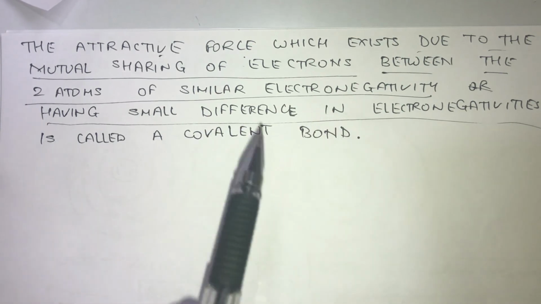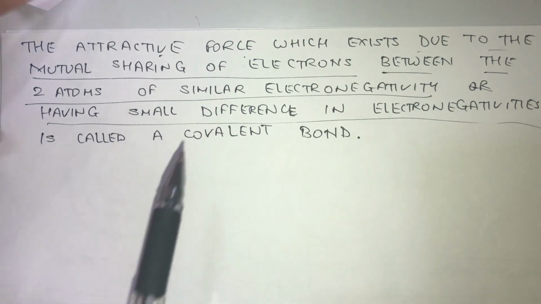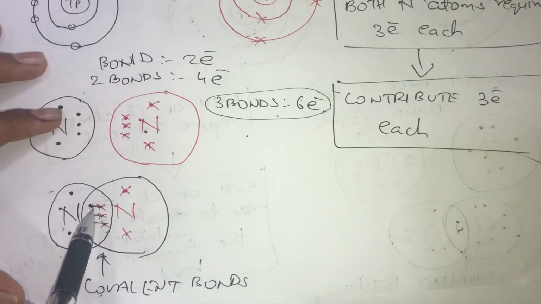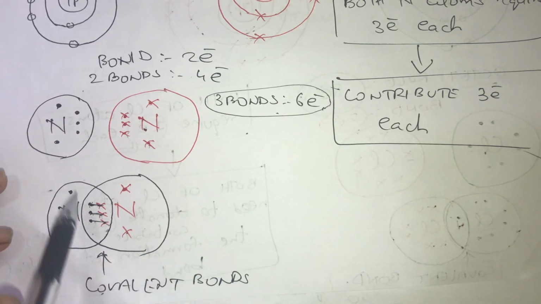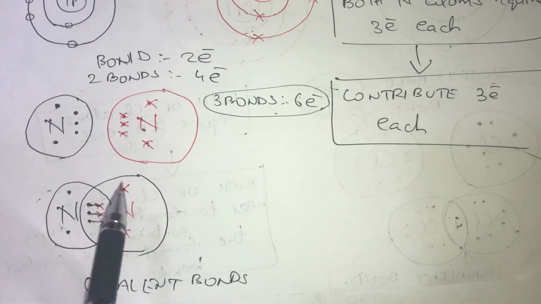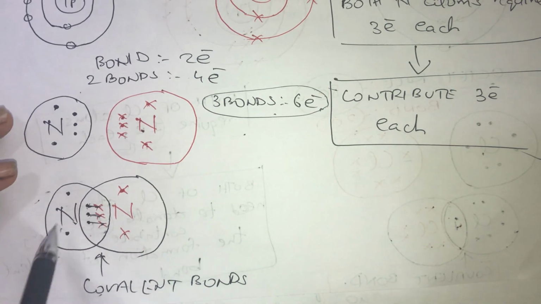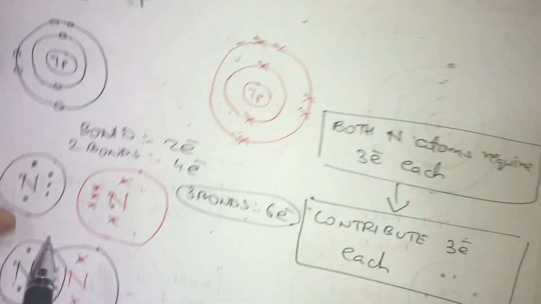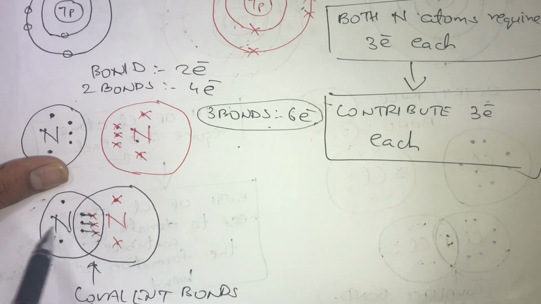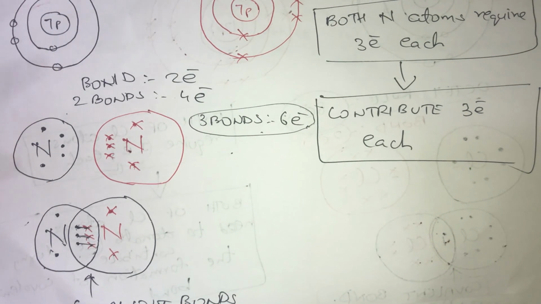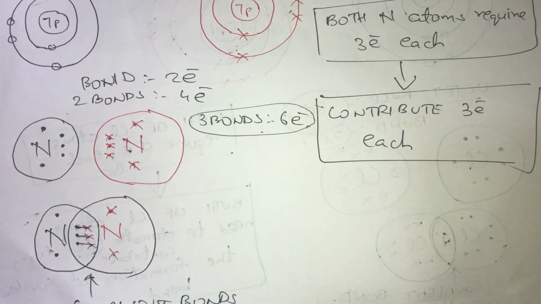And let me repeat once again guys, that this pair of electrons does not belong to a single atom. Instead they are being shared by both these atoms, and now they belong to both these atoms. You can say that they are common to both the atoms. So guys, I hope you have understood the concept of covalent bond.